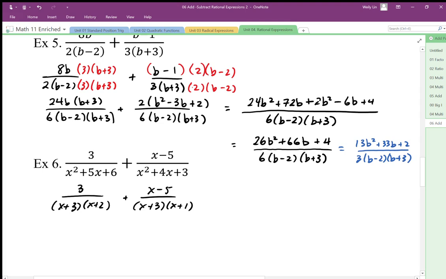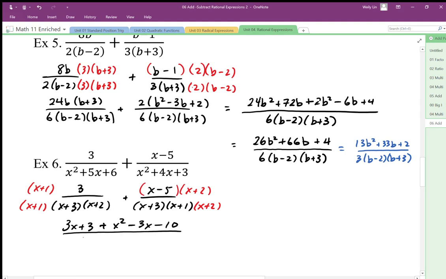Okay, so the common denominator here will be x plus 1, x plus 3, x plus 2. So we're going to multiply the bottom by x plus 1, the top by x plus 1. Here we're going to multiply the bottom by x plus 2, and the top by x plus 2. Again, notice I'm putting in the brackets here, so I remember to distribute this out when I multiply. So 3x plus 3 plus x squared minus 3x minus 10. That's all over my common denominator.